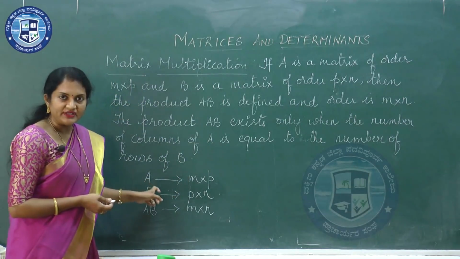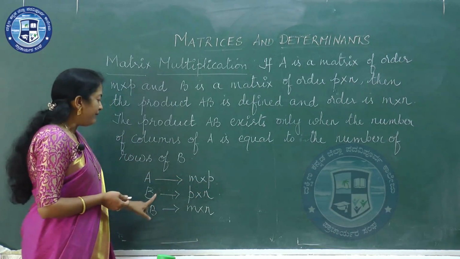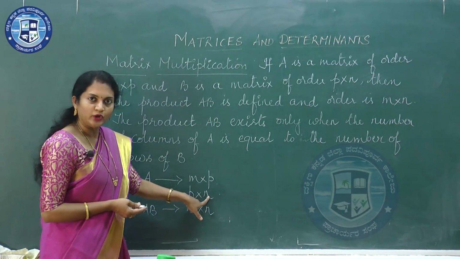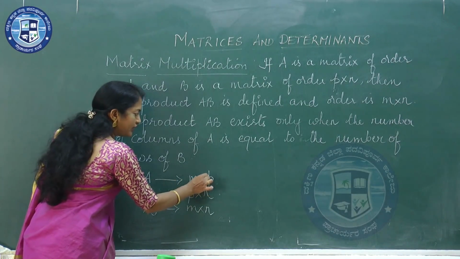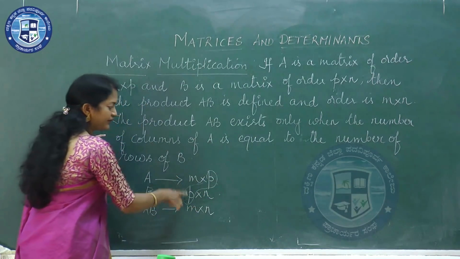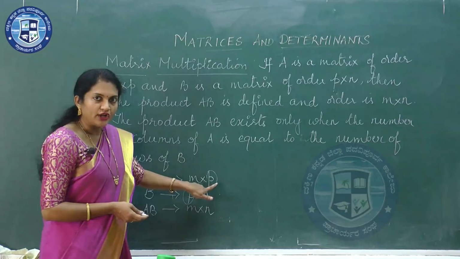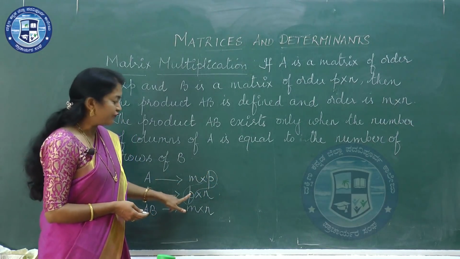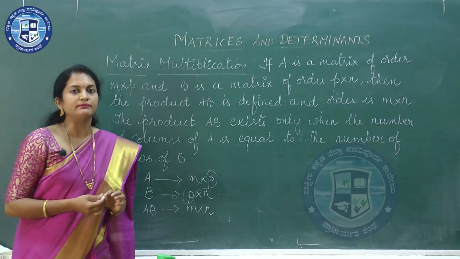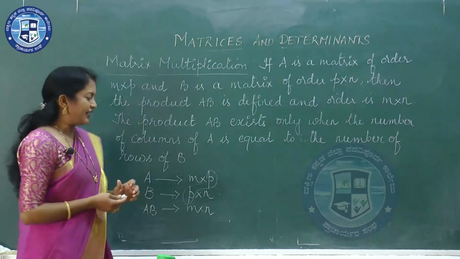Here we had taken matrix A with m rows and p columns. Matrix B we had taken with p rows and n columns. So the number of columns of the first matrix is equal to the number of rows of the second matrix. Whenever this holds, only then is matrix multiplication possible, and only then can we find the product of the two matrices.